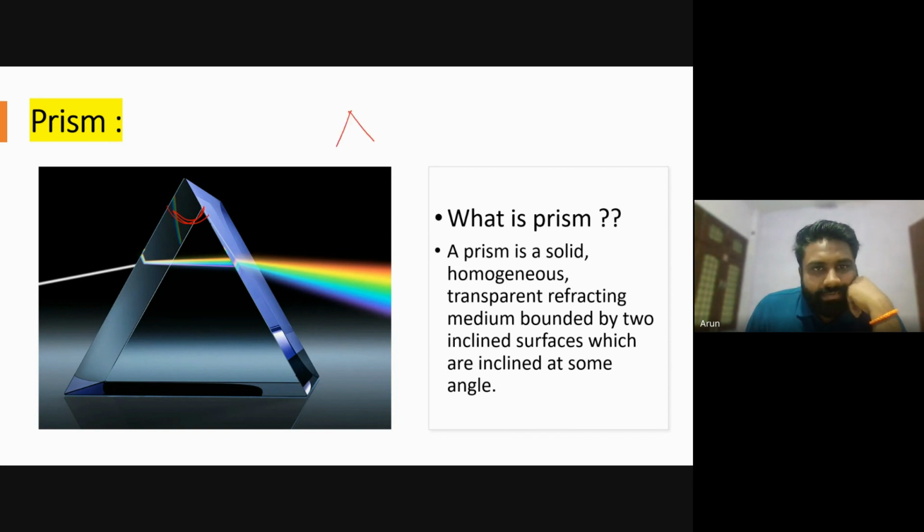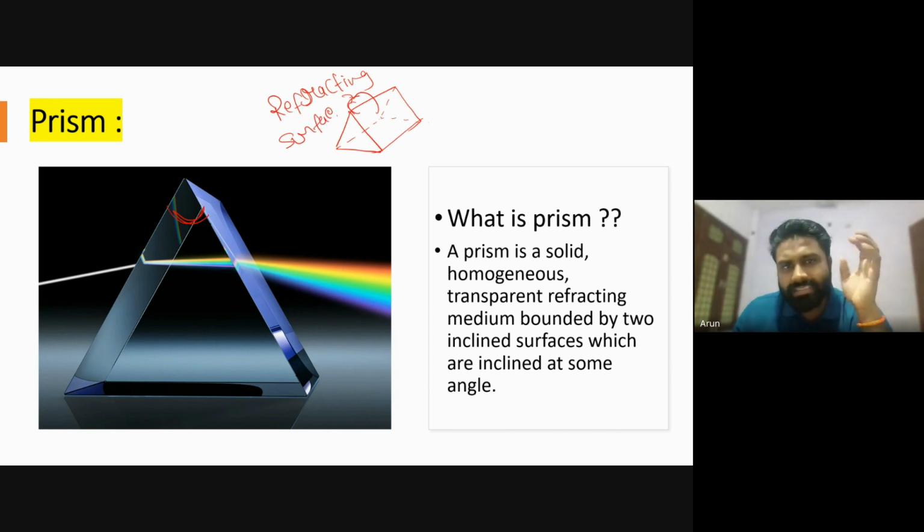In general, it will appear like this. You can focus on this picture. So these two are the refracting surfaces. Got it?